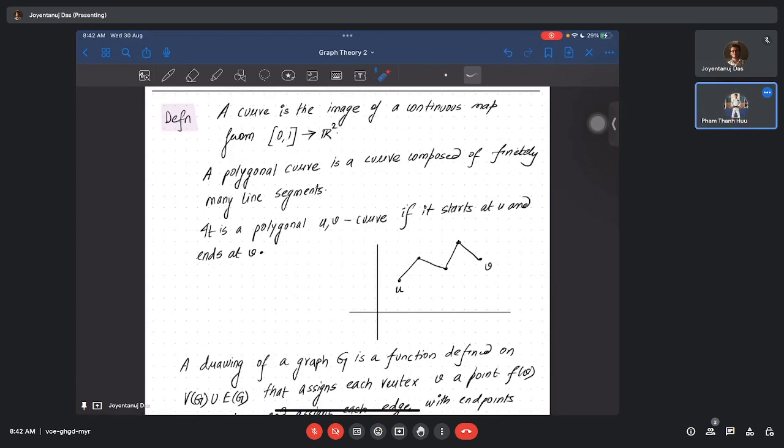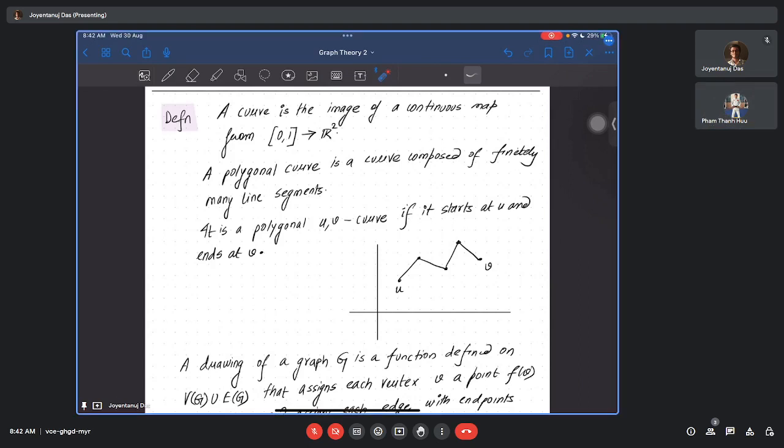It can be anything, right? It is a continuous curve. I can have it like this, or like this. Any continuous curve I can have. The domain is [0, 1] and the image is in R2.